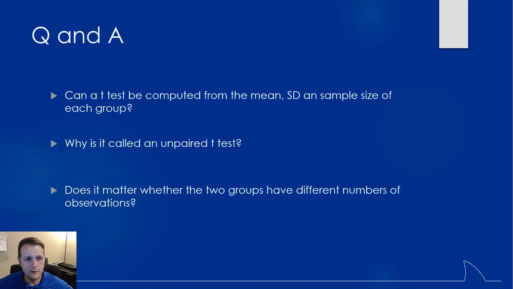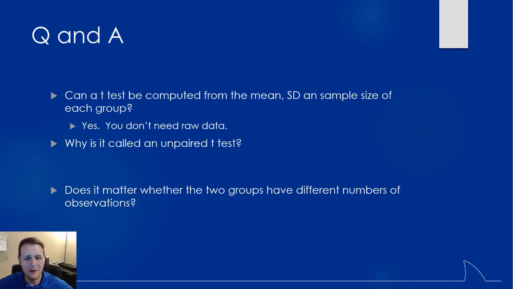So let's look at a few questions to end up here. Can a t-test be computed from the mean, standard deviation, and sample size of each group? Yes, you don't need actual raw data to do any of that. Very frequently, studies are not going to express all of the raw data. You just need the mean, standard deviation, and sample size, and you're good to go.